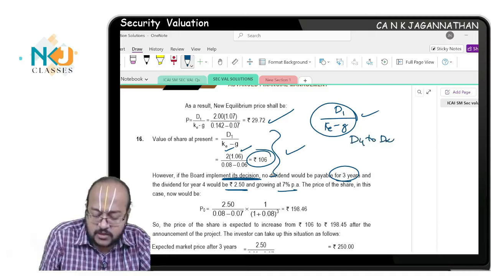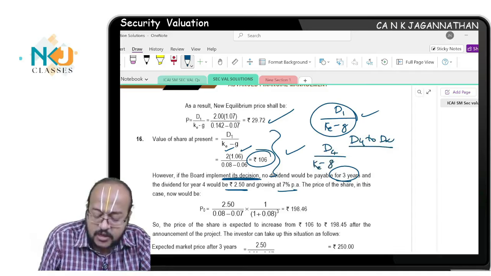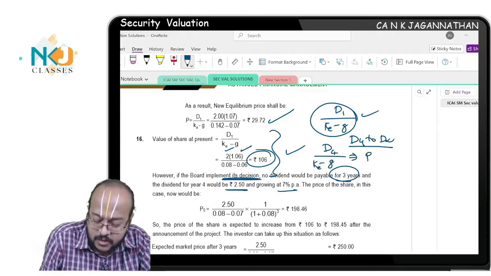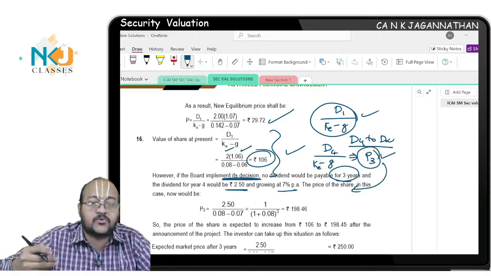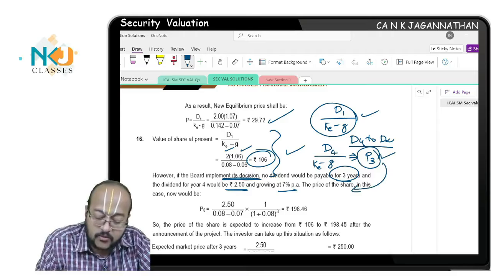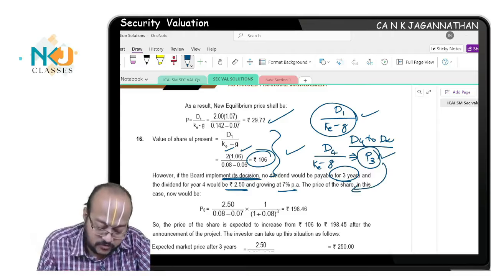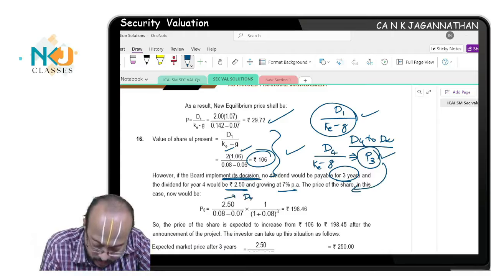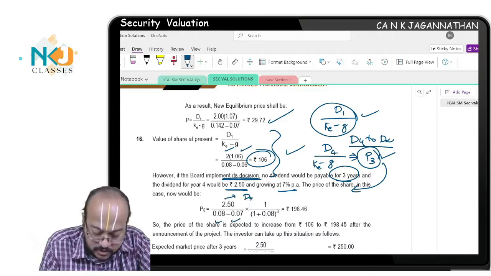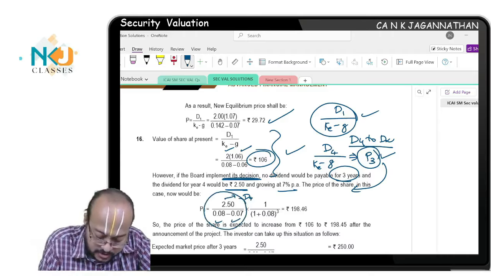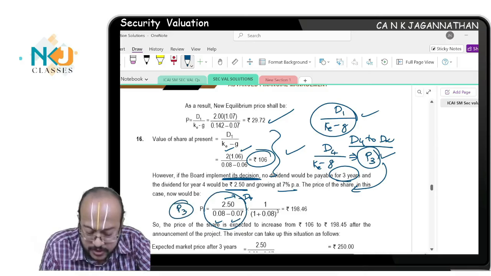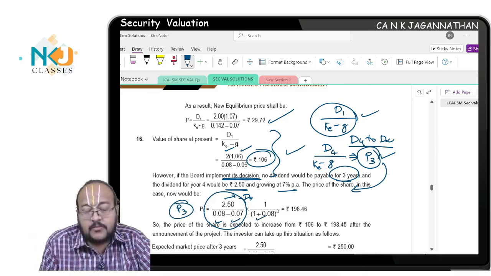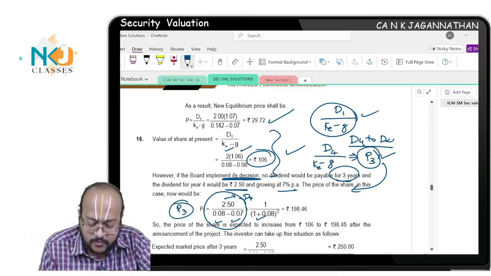I can apply this formula and find D4 divided by KE minus G. This will give me P3, the price at the end of year 3, which means if I discount using the 3 year present value factor, you will find the value per share today. Very simple, D4 is 2.5, and D4 divided by KE minus G is nothing but P3. Now P3 is discounted at the 3rd year discounting rate, that is P3 divided by 1 plus KE whole cube, 1 plus KE cube.